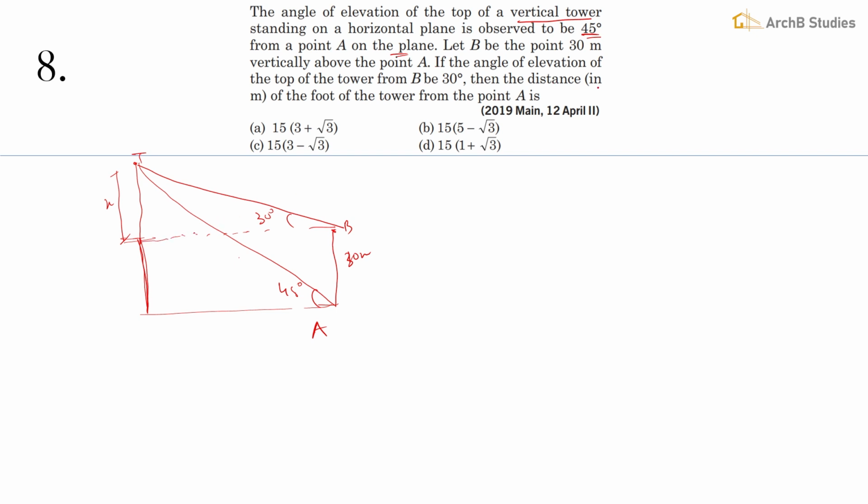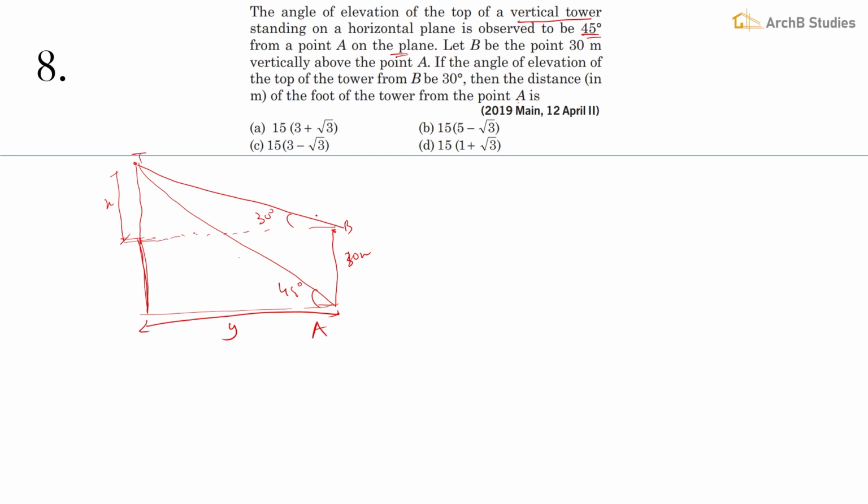Then the distance in meters of the foot of the tower from the point A, we have to find out this distance y. Okay, so now we have two angles and two unknown values.